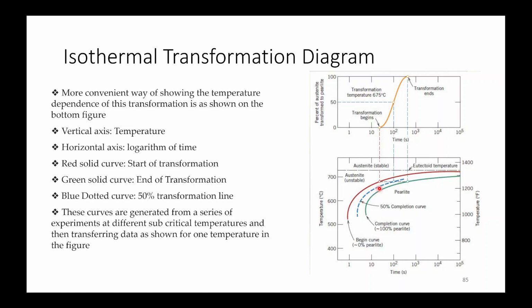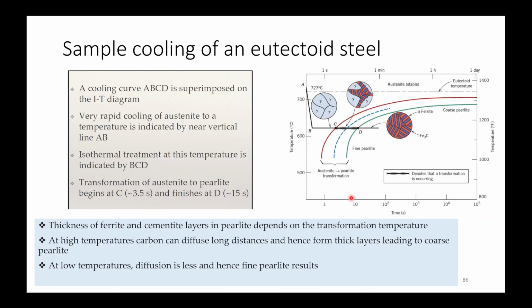This blue dashed line is for 50% completion. Red is for the beginning of the transformation. Before this, it is the incubation period. Now the sample cooling of a eutectoid steel. A cooling curve ABCD is superimposed on the isothermal diagram.